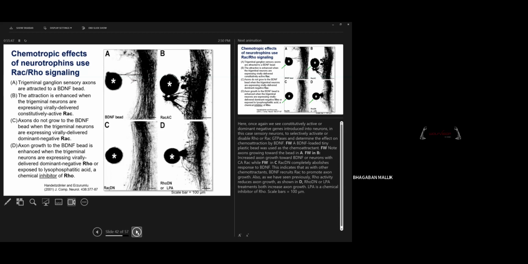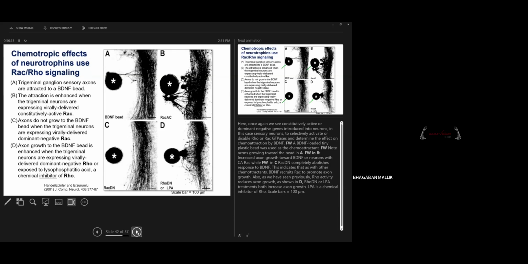BDNF bead, but when we express dominant negative form of Rac, you do not have such growth. But when we express the constitutive form of this Rac, you have more growth. Or dominant negative Rho can also cause neuronal growth, because RhoA causes growth cone collapse. But when we express dominant negative form, the RhoA becomes inactivated. That's why you have more neuronal growth.